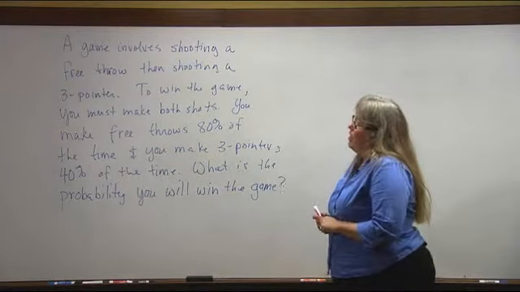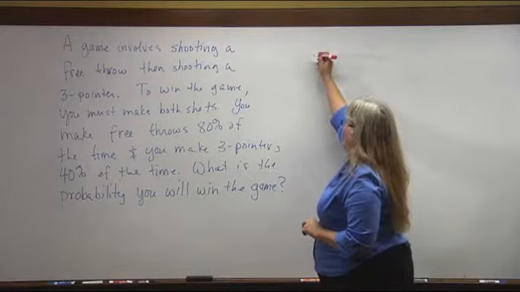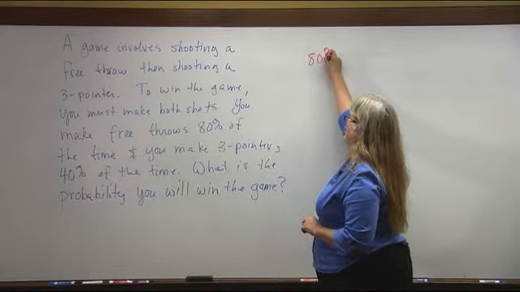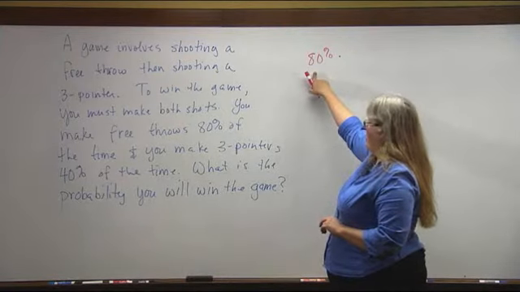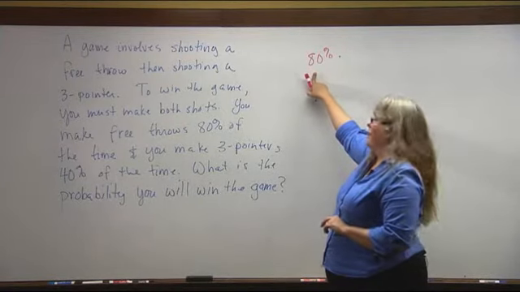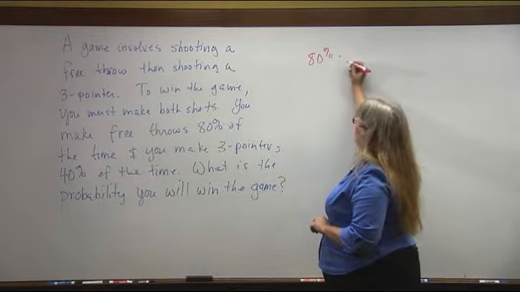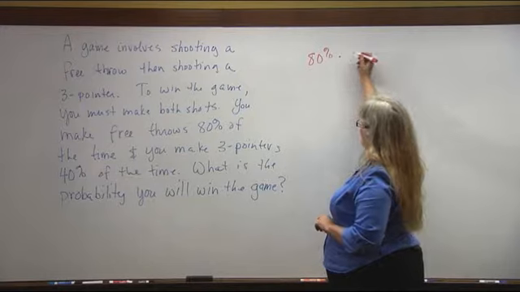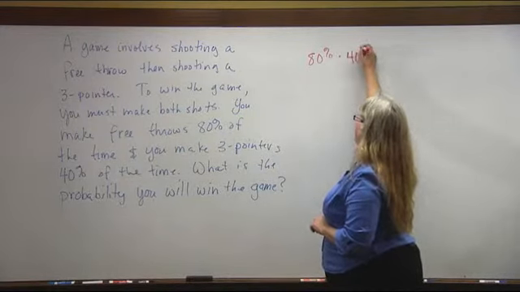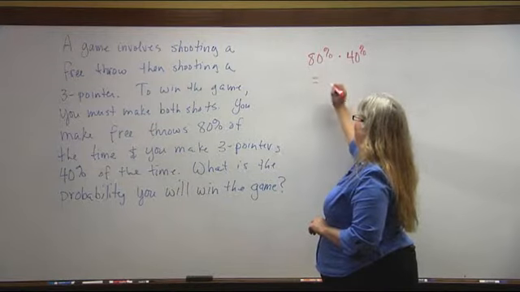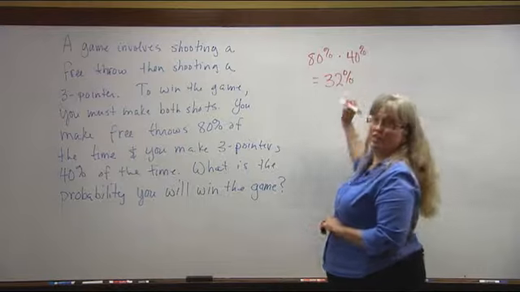So what happens here is we look at 80% times, so that's the probability that we will make our free throw, and then multiply that with the probability that we are going to make the three-pointer. Okay, and this is going to happen 32% of the time.